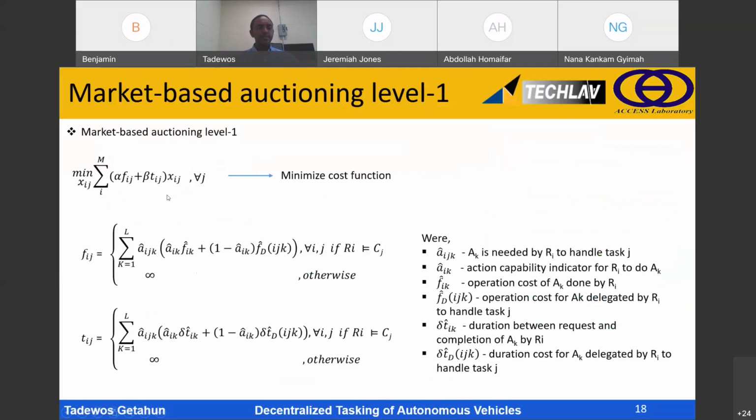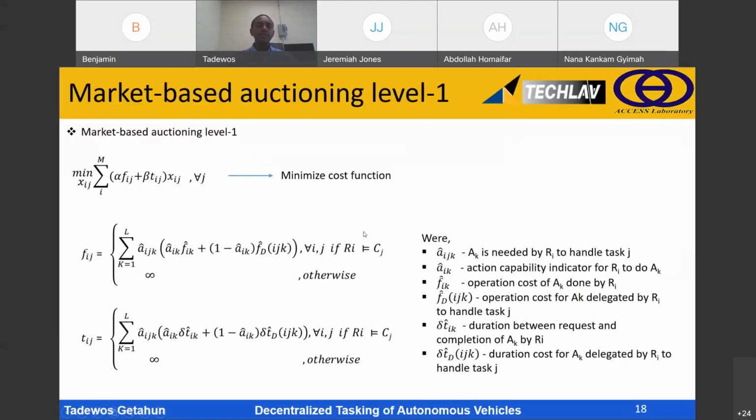So when we expand the costs for the operational and the durational, for the operational it is AIJK. As you can see, if an agent can perform the task, AIK will be 1, and the cost will be the cost of that action, F bar IK. Otherwise, we have to delegate the action to other agents.